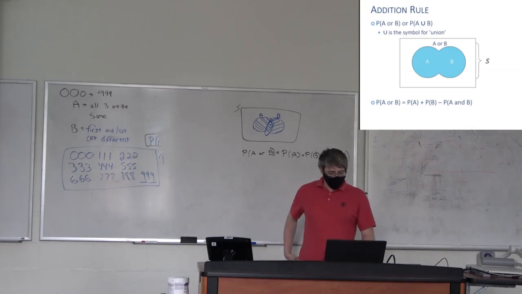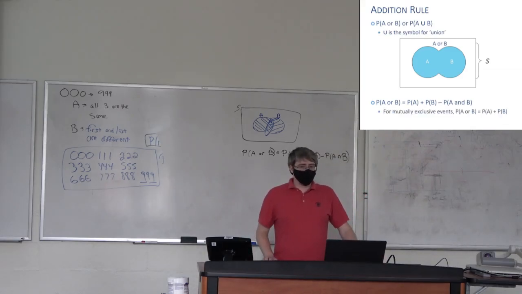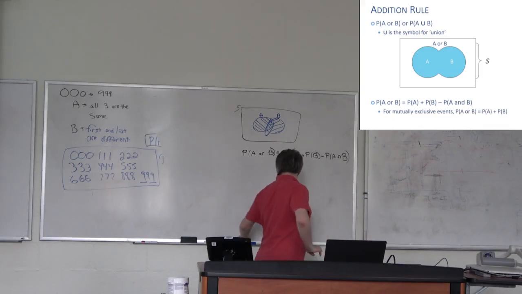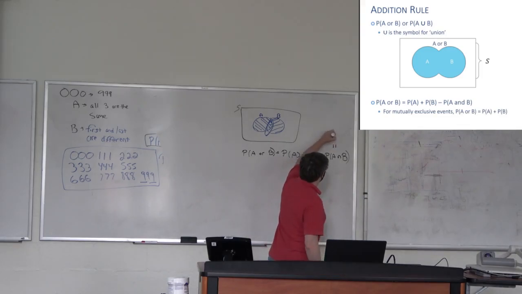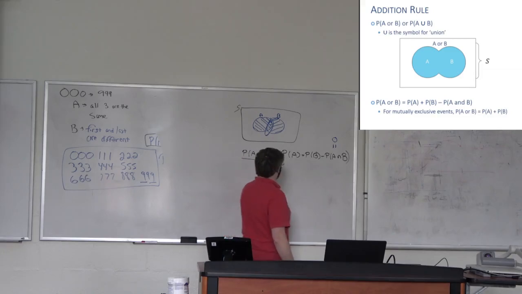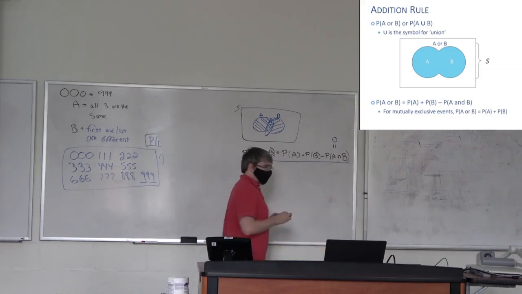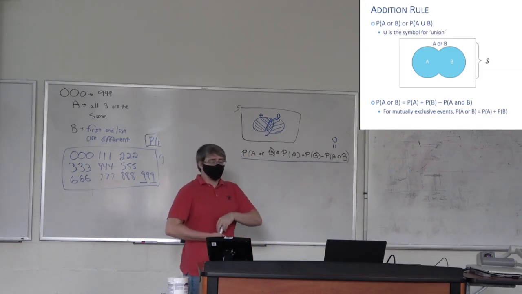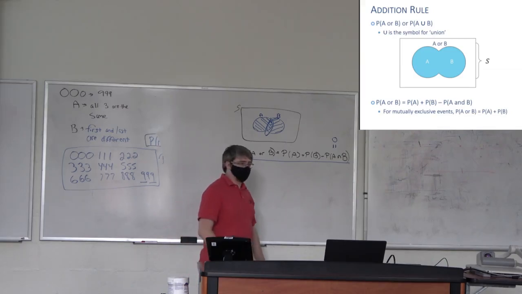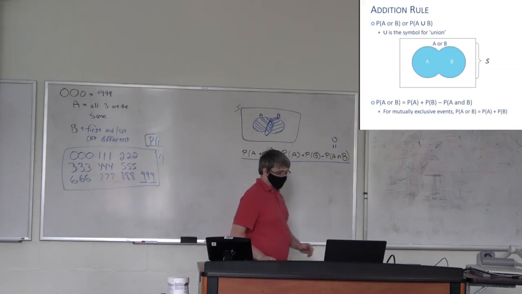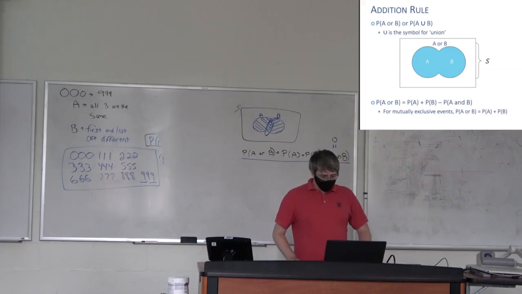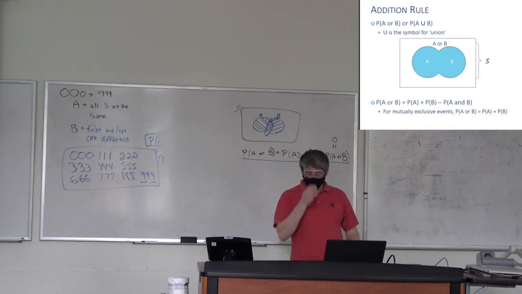However, like what we just saw, for mutually exclusive events, this part's 0. So this formula applies for all of these A and B events, but you can just shorten it for mutually exclusive ones. And we'll see some use of the addition rule on the homework, and also, I think, on some examples today.